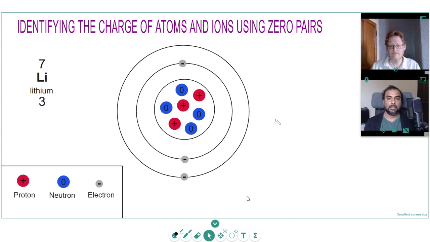Yeah. So zero pairs, as we discussed in the last video, are positives and negatives. So I'm just going to replicate what's happening here on this side, but in terms of charge. So, got a proton and an electron.